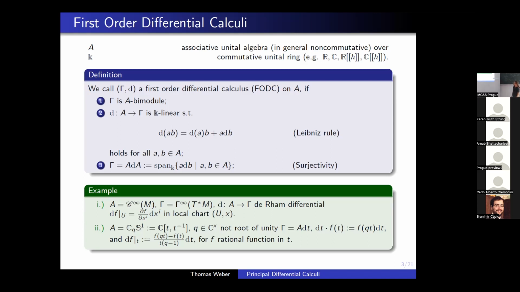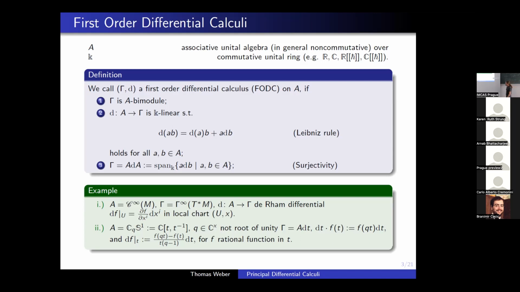Yeah. And so the second thing that we need is surjectivity, meaning that every one form, we want that we can write it as some a db, or some finite sum of these things. An example is just the classical de Rham calculus we know from differential geometry, where the module of one forms is just sections of the cotangent bundle. And I also have some baby example here, just so that you can see this is not everything. You can go a little bit more crazy.